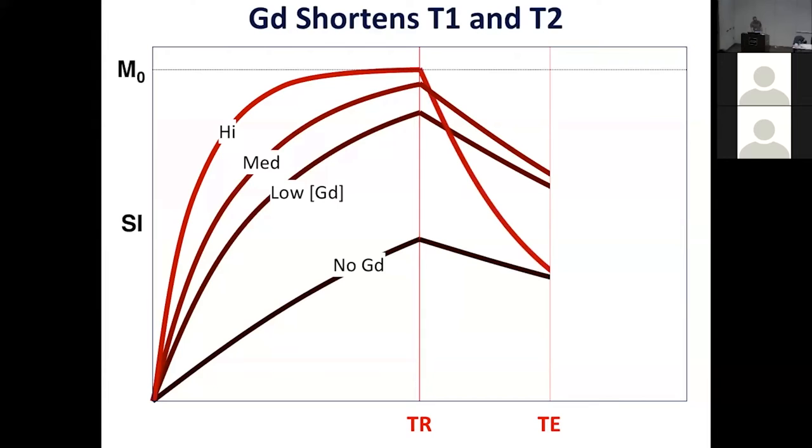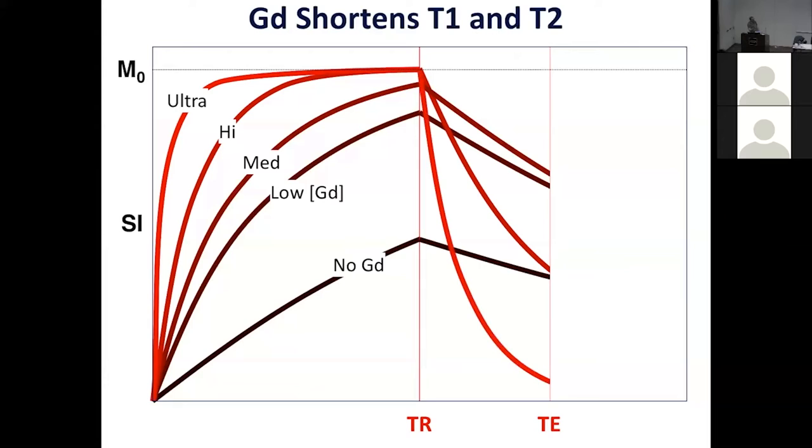But let's give even more gadolinium, an ultra high. Let's give a gallon of gadolinium. What happens if you give a gallon of gadolinium? Well, you instantaneously get to M0, but look what happens now. You lose all your signal. So with too much gadolinium, you actually have less signal than with a small amount of gadolinium because of the T2 relaxation time. So one teaching point is there is an optimal concentration of gadolinium to give. If you give too much gadolinium, you actually start losing signal.